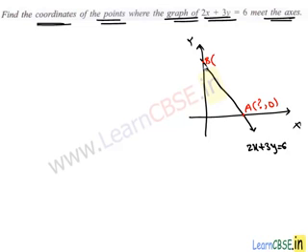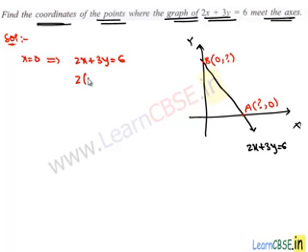Similarly, here B lies on the y axis. The distance of this point from the y axis is 0. That means its x coordinate is 0 and we have to find its corresponding y coordinate. So let's work out the problem. Here by substituting x is equal to 0, we get point B. Here we have the equation 2x plus 3y is equal to 6. On substituting x is equal to 0, we have 2 times 0 plus 3y is equal to 6. That is, y is equal to 2.